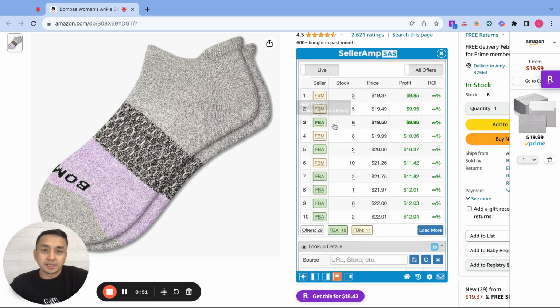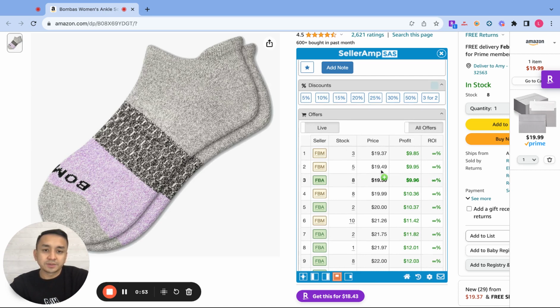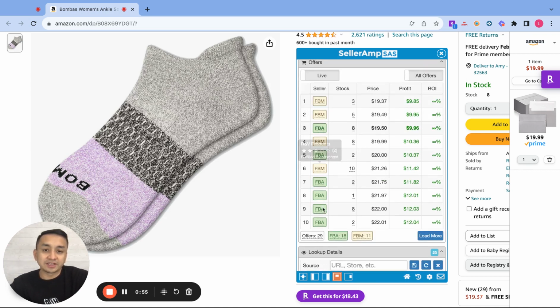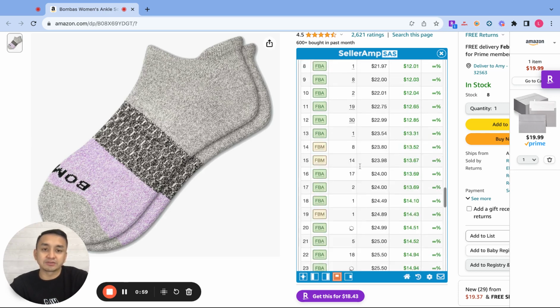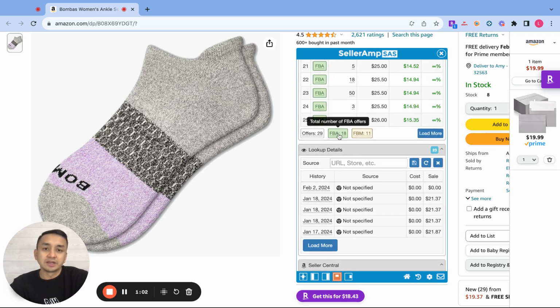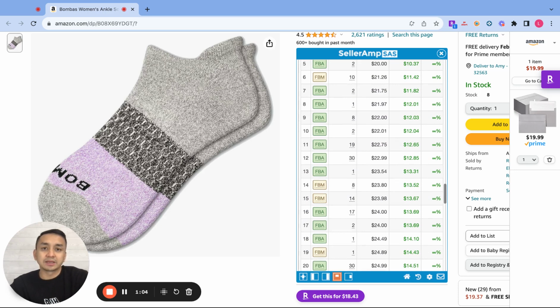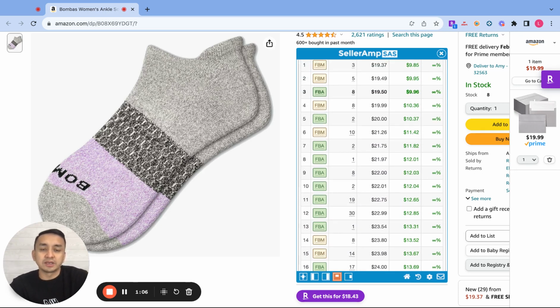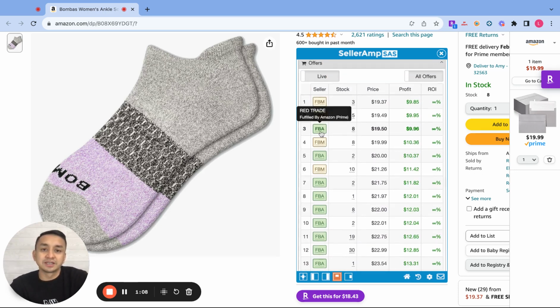and then under offers, I would look at other FBA sellers. So for instance, this one has 18 FBA sellers, right? So I would pick a seller with, I want to say like 100 ratings or less. So for example, this guy's 46, this guy has none, this guy has 27. So yeah, I'm gonna pick this one for example.